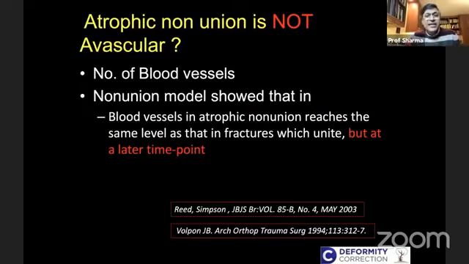The other concept is atrophic non-union. And if you look at the studies, atrophic non-union is not an avascular non-union as we believe. The blood vessels reach the same level in the fracture, but they come at a later time point, and therefore there is an avascular and atrophic non-union. That does not mean that every atrophic non-union should be bone grafted, but it also does not mean that every atrophic non-union should be treated the other way. We need to look at each case on balance and decide whether it needs bone grafting or not.